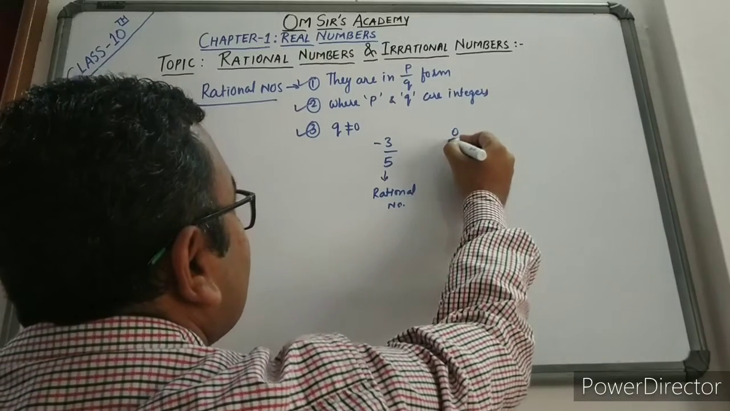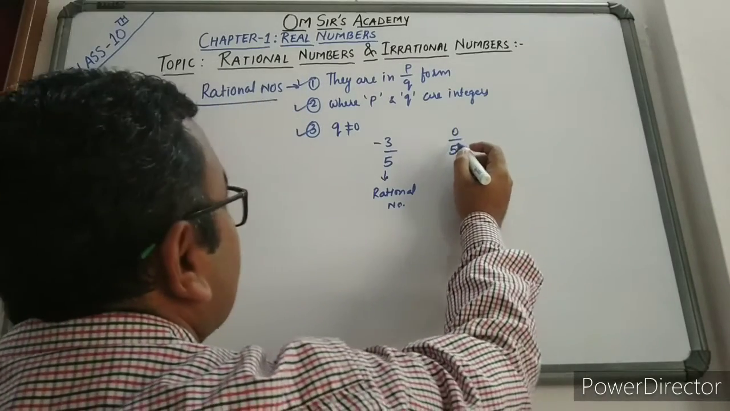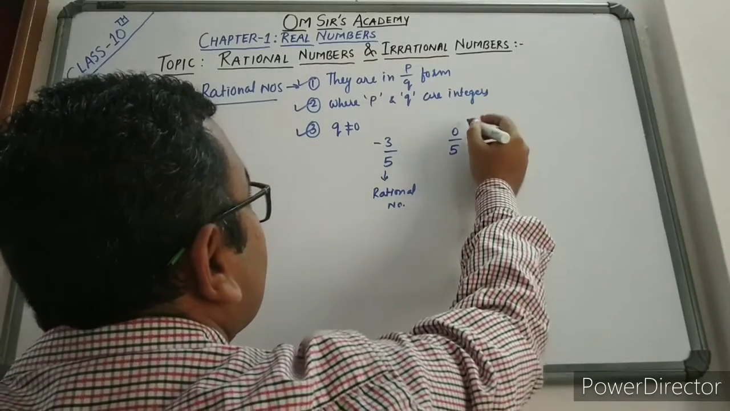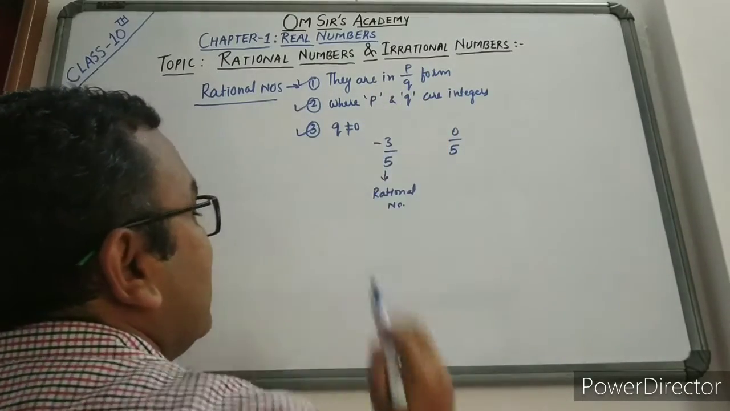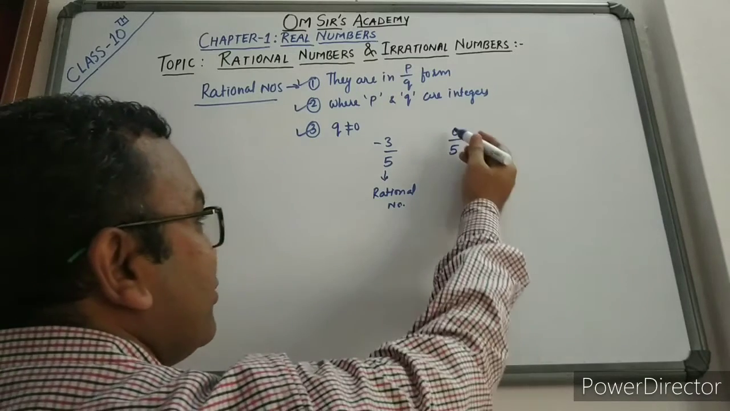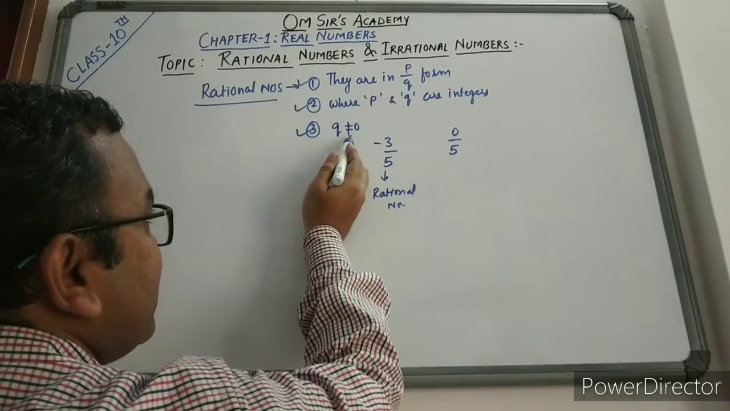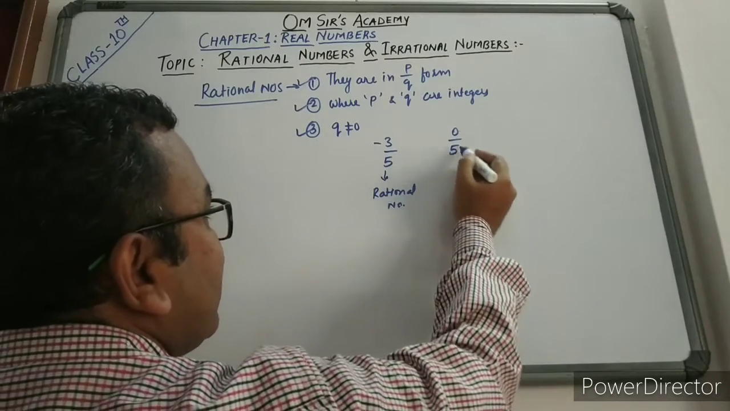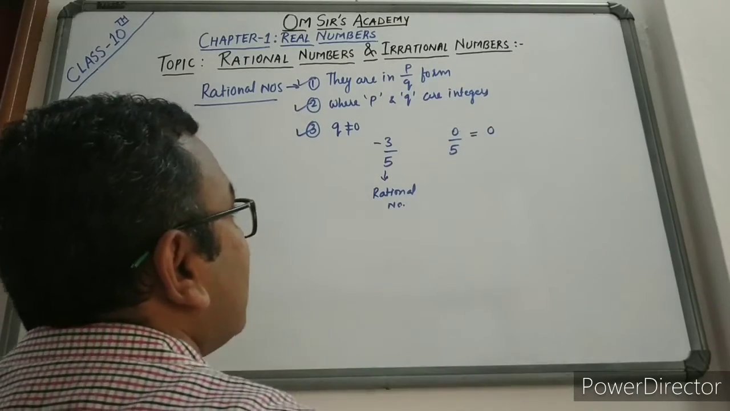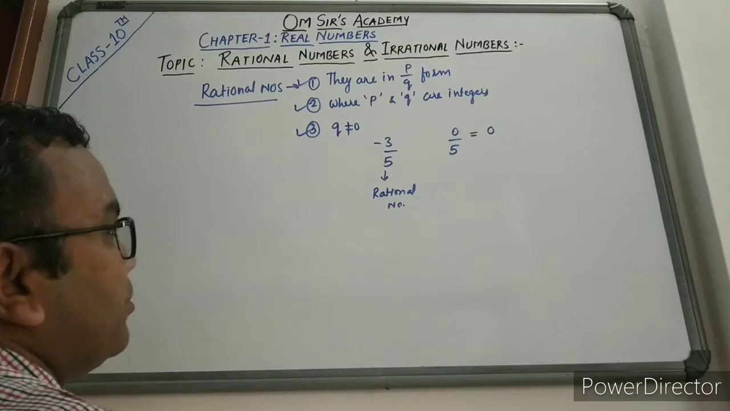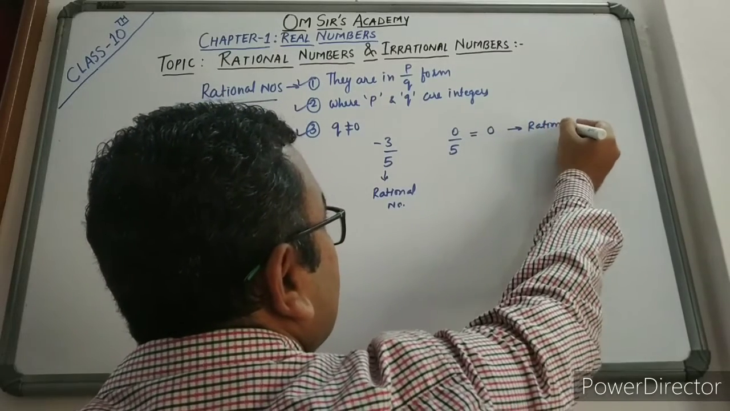But suppose we write 0 upon 5, is it a rational number? Yes friends, it is a rational number. Why? Because 0 upon 5 is written in P by Q form. The first condition is satisfied. The second condition is P and Q should be integers. So 0 is also an integer and Q is 5, which is also an integer. And the third condition, that Q should not be equal to 0. Here Q is 5, it is not equal to 0. So 0 upon 5 is 0, which is a rational number. Is it clear friends? So this is also a rational number.